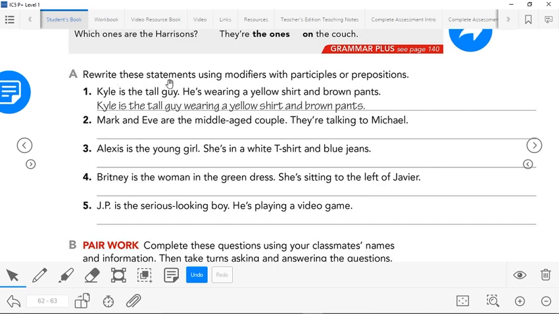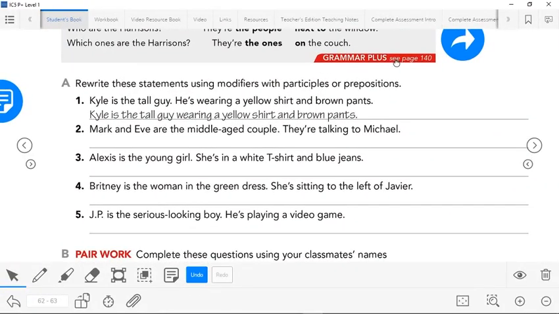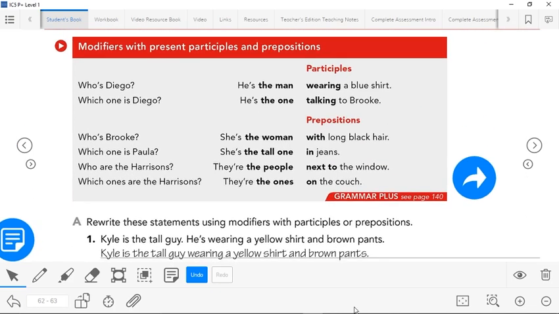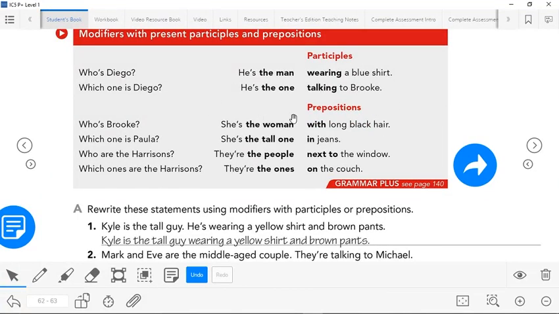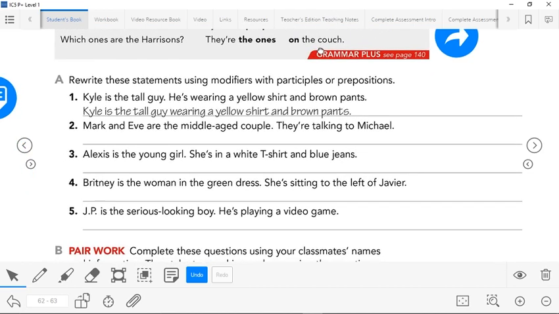You're going to rewrite these statements using modifiers with participles or prepositions. Basically, you have these two statements, these two sentences, and you make them only one using what we saw right now. Okay? For example, Kyle is the tall guy. He is wearing a yellow shirt and brown pants. Okay? So: Kyle is the tall guy wearing a yellow shirt and brown pants. Okay? So take your time to read this so you understand it correctly, and then take your time to complete and rewrite all of these statements. Okay?